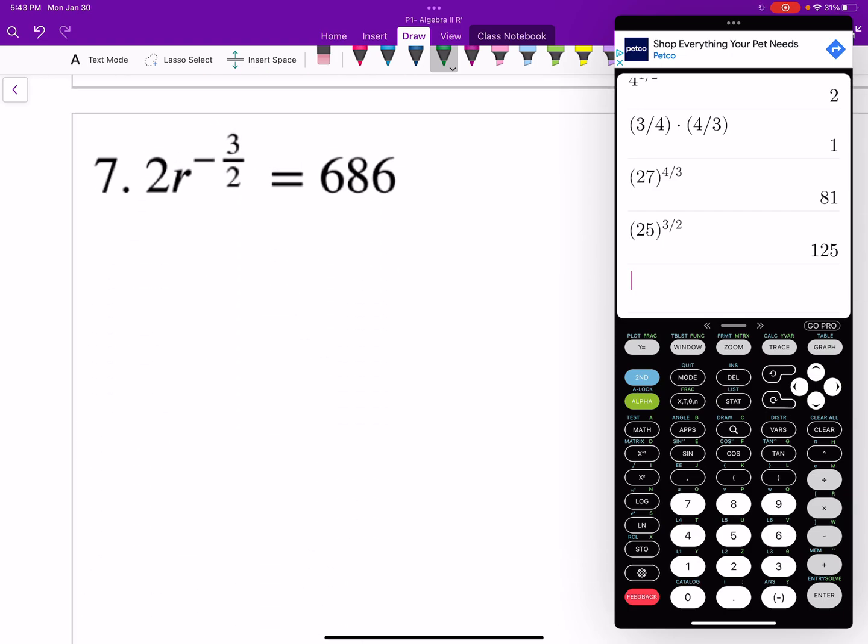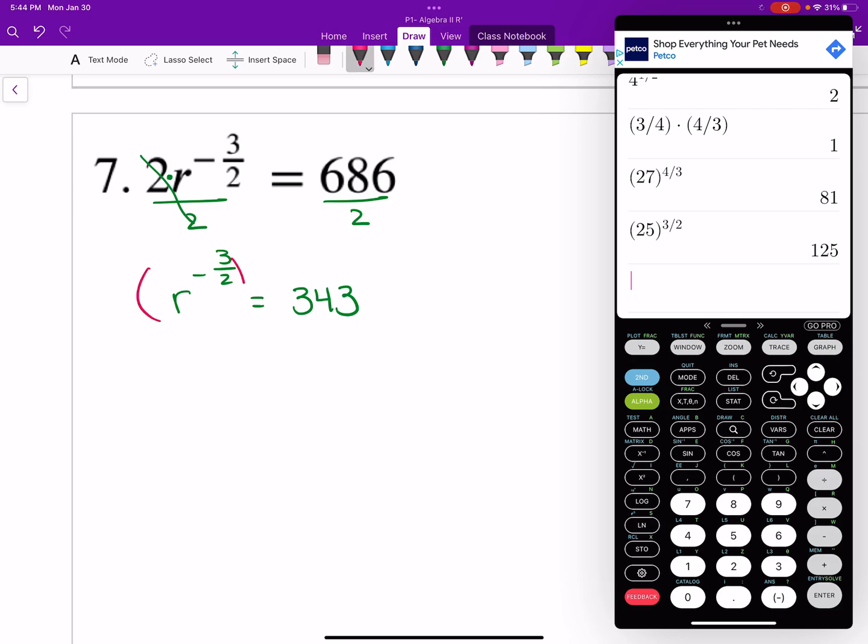For 7, remember you have to think about who the exponent is attached to. In this case, because there are no parentheses around the 2r, that exponent is only attached to the r. The 2 is multiplying on after. So we are going to start by dividing the 2 to the other side. So you should get 343.